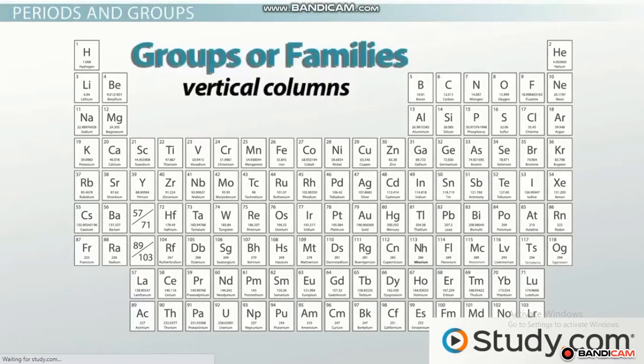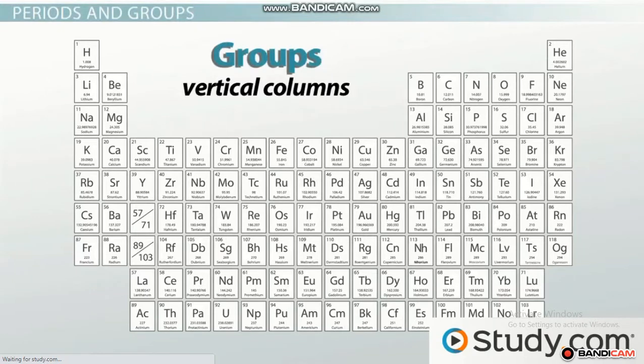The vertical columns on the periodic table are called groups or families. Groups probably come in most handy when predicting the properties of an element. Just like people in a family all may share similar traits, elements in the same group on a periodic table also will have similar properties. The groups are numbered from 1 to 18, from left to right, and some of the groups have special names.